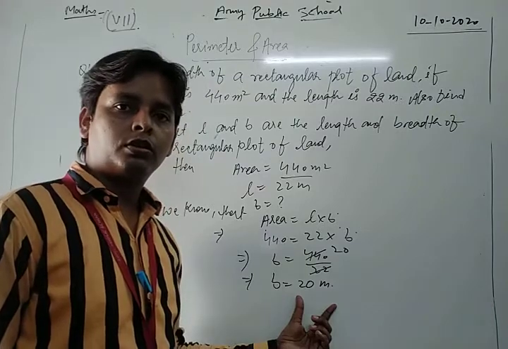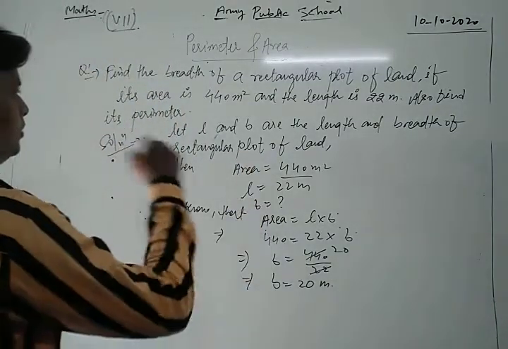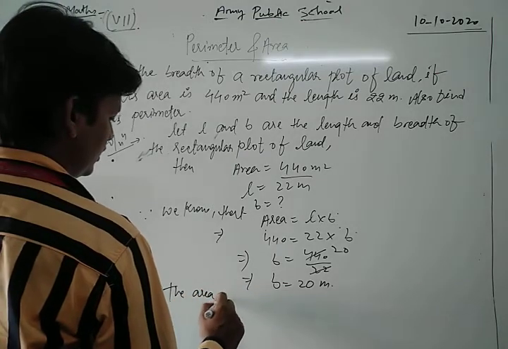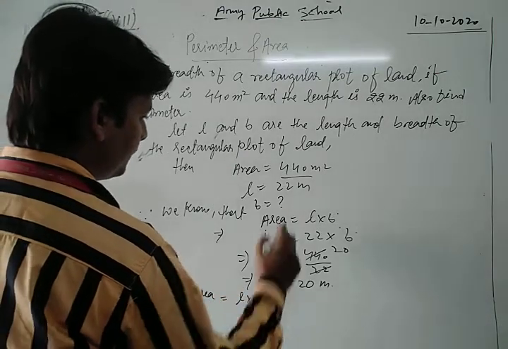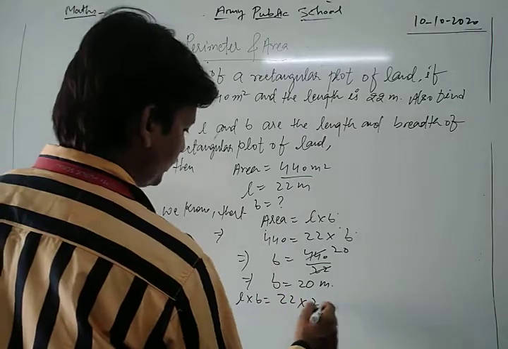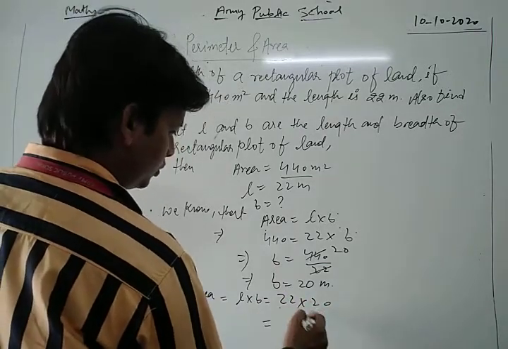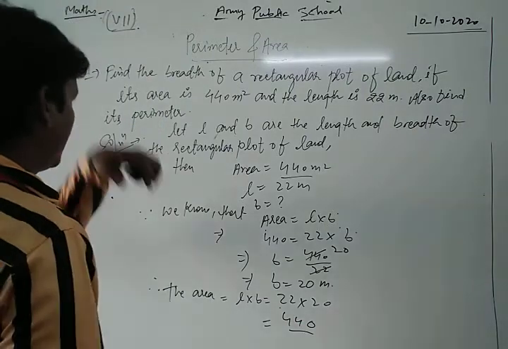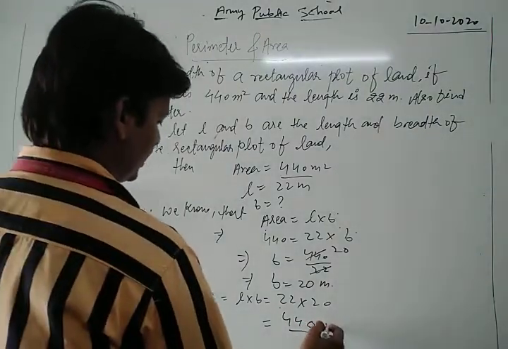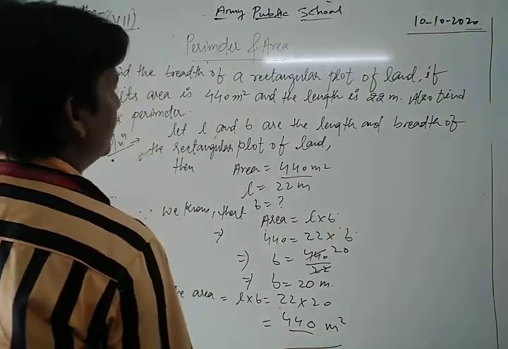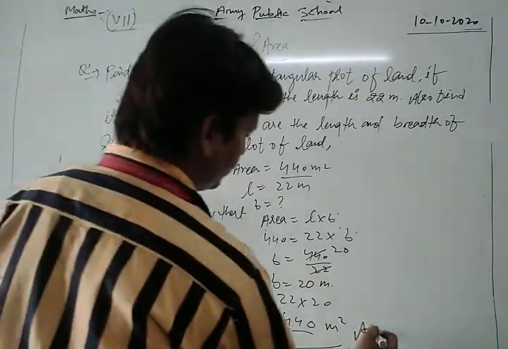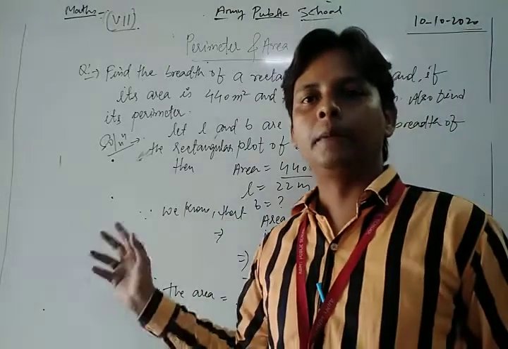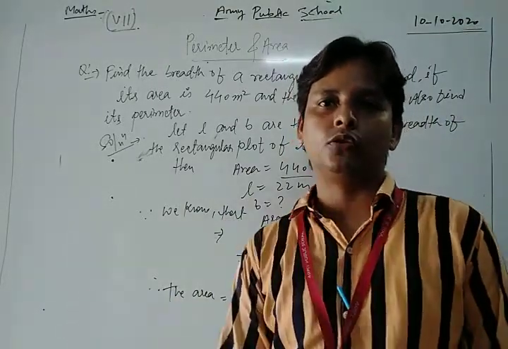Now the area is length into breadth, means 22 into 20, so we get 440. 440 meter square is the area of the land. This is our required answer. Thus, in this way, you can solve each and every question of your NCERT exercise based on perimeter and area.